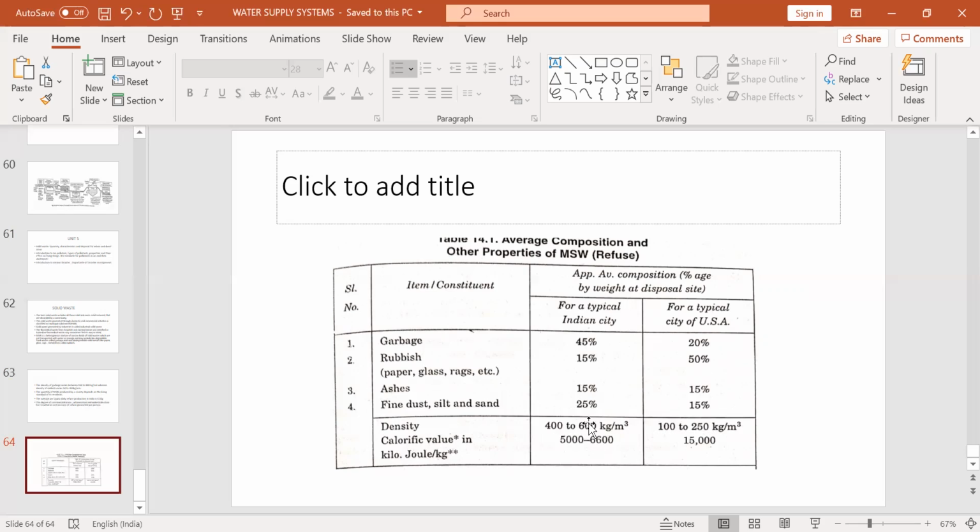That means the density of MSW in India is more. Why? Because a significant portion of the MSW is contributed by garbage, much more than in the USA. It is 45% here, while there it is only 20%. And garbage is denser than rubbish, so overall the density is more. Here it is 400 to 600, there it is 100 to 250, almost 3 to 4 times. Calorific value in kilojoules is less here. This is just a tabular comparison of things.